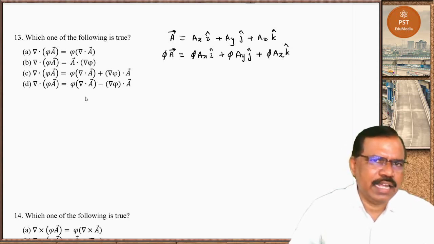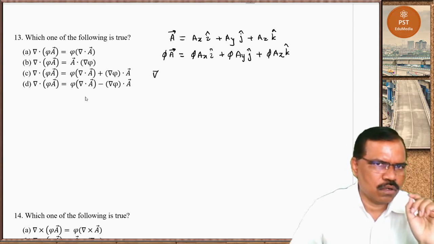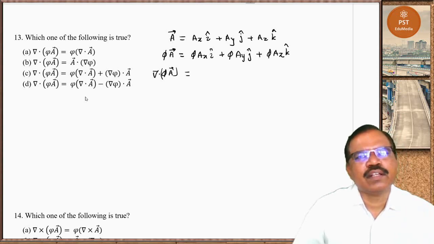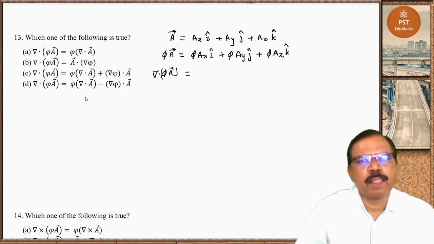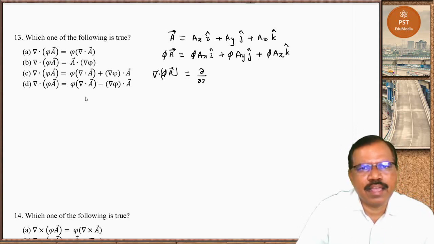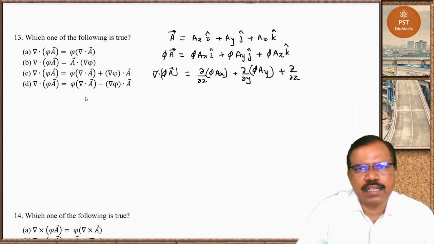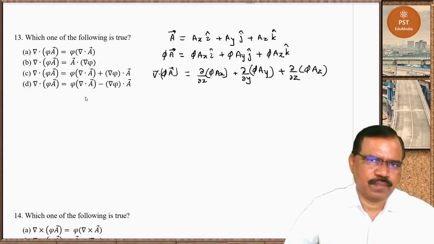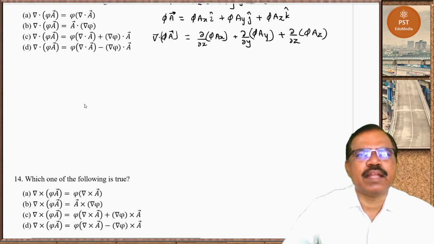Now we can find del dot phi a. Del dot phi a means what? Phi is some vector function now. So you get ∂/∂x of phi a_x, that is the x component, plus ∂/∂y of phi a_y plus ∂/∂z of phi a_z. Phi is a scalar, so we can multiply it into each term.